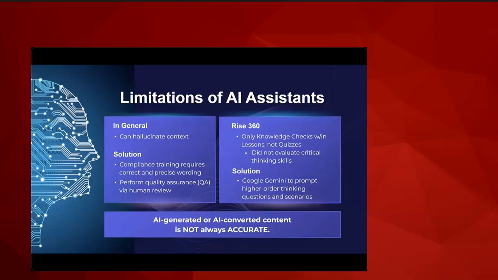With Rise 360 in particular, I noticed it did not create quizzes when prompted, but rather only generated knowledge checks within the lesson itself. An additional limitation is that many of these knowledge check questions were elementary, in that they did not evaluate critical thinking skills. This tool also lacked the ability to auto-generate scenario activities, so I turned to Google Gemini to create both higher-order thinking quiz questions as well as branching scenarios based on the content. I further prompted the chatbot to provide different answer options with specific feedback.